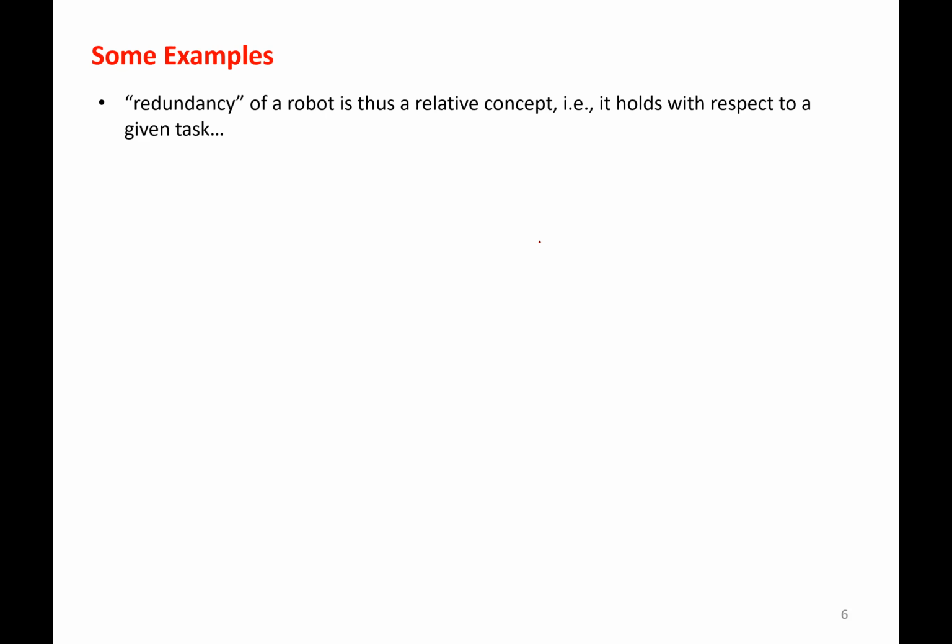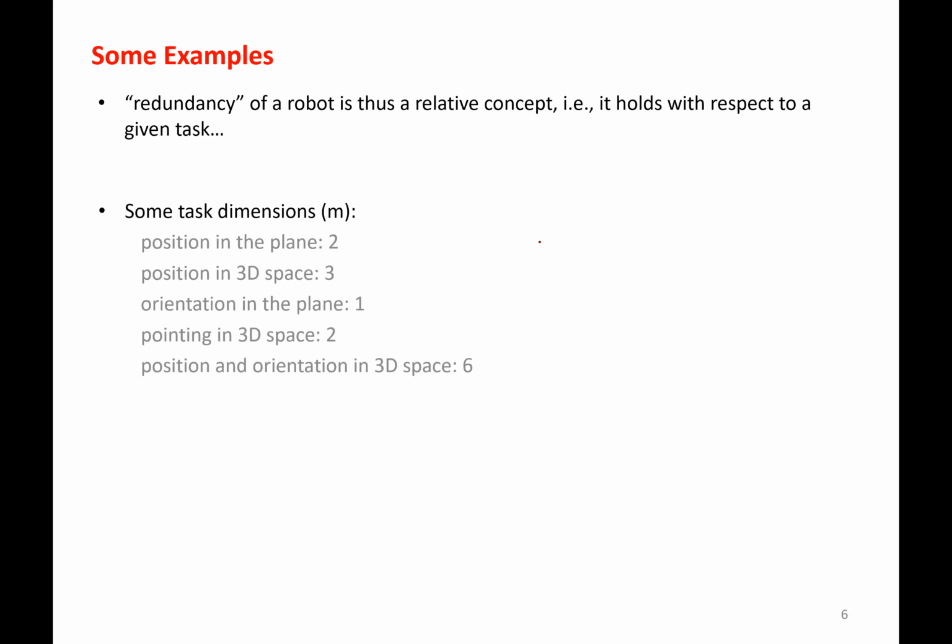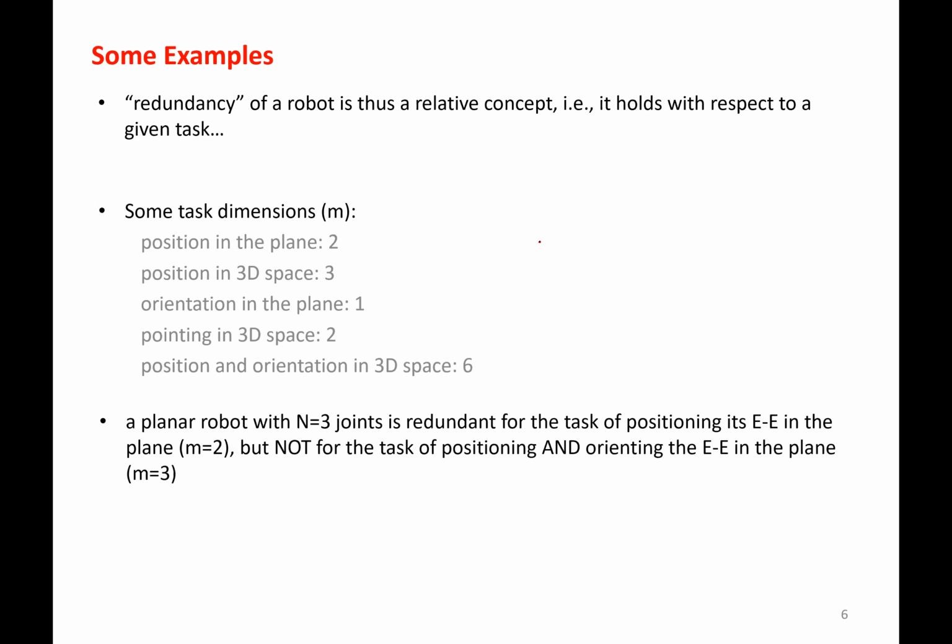Then we again remind that redundancy is a relative concept. It holds with respect to a given task. We can have different task dimensions. Position in the plane is 2-dimensional. Position in 3D space is 3-dimensional. Orientation in the plane is 1-dimensional. Pointing in 3D space, like with a laser pointer, is only 2-dimensional. Position and orientation in 3D space is 6-dimensional.